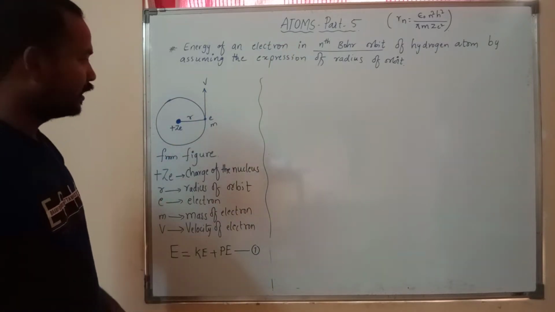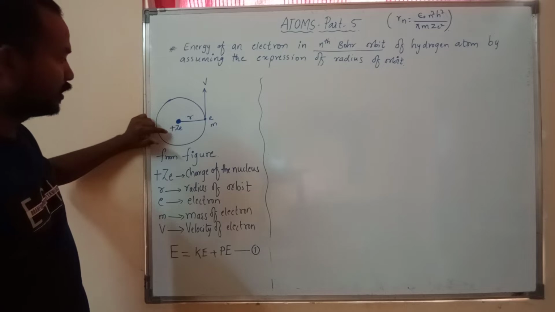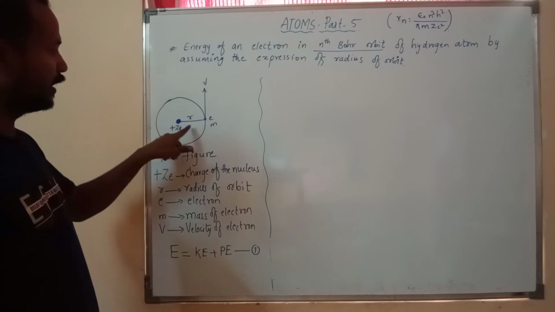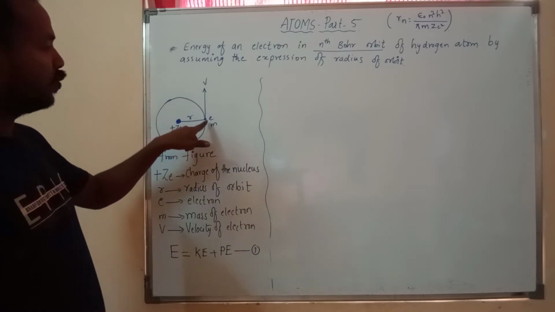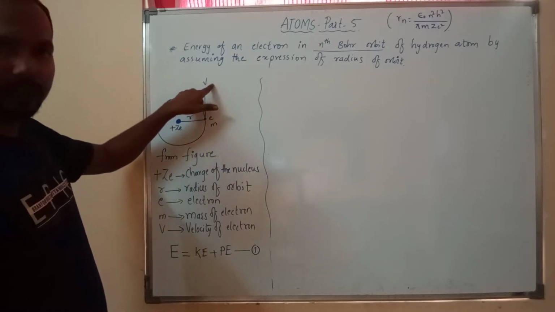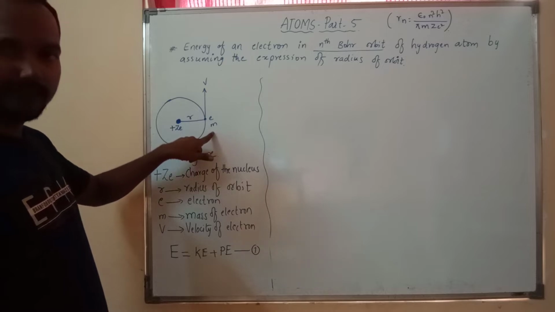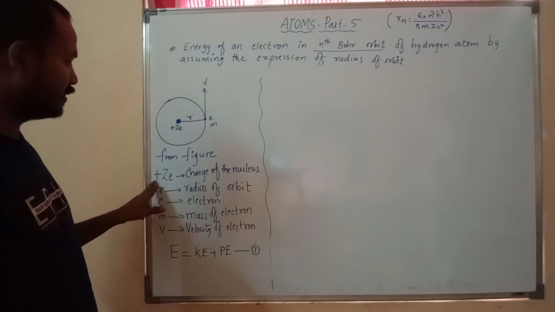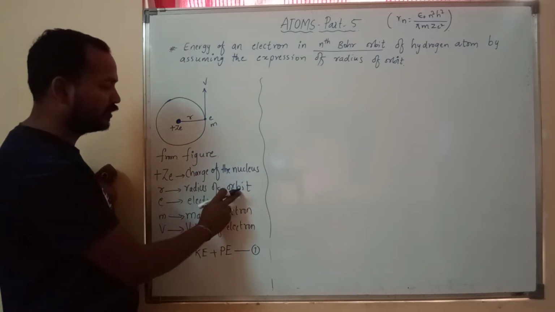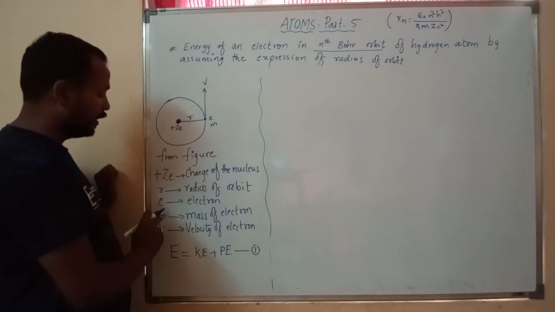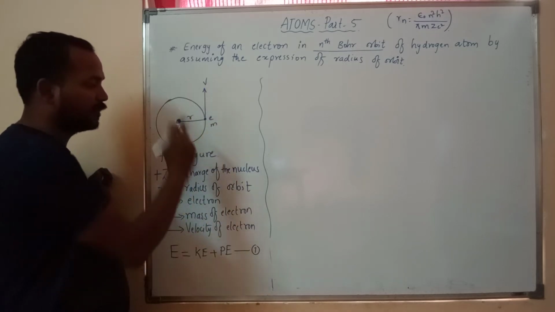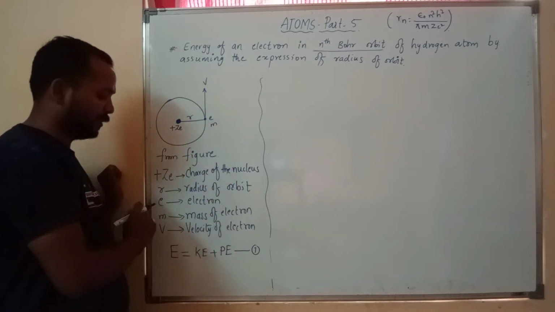To derive this equation, let us consider a hydrogen atom with a nucleus of charge plus Ze, and it has one orbit with a radius r, and there is one electron in the orbit which is revolving with a speed of v, and it has a mass m. From this figure we can write plus Ze is the charge of the nucleus. What is r? The radius of the orbit. Next, e is the charge of the electron, m is the mass of that electron, v is the velocity of that electron which is revolving in the orbit.